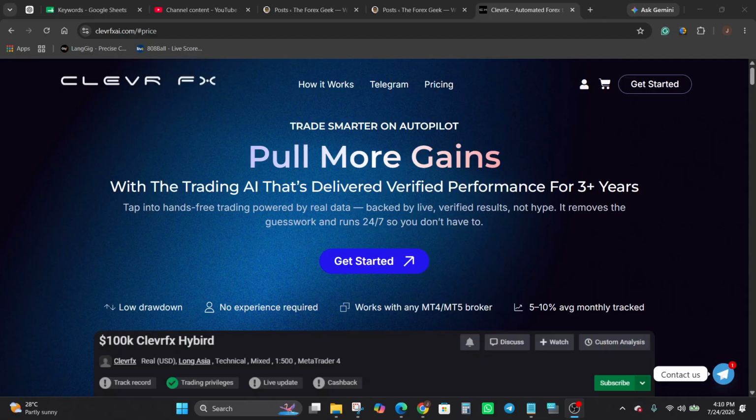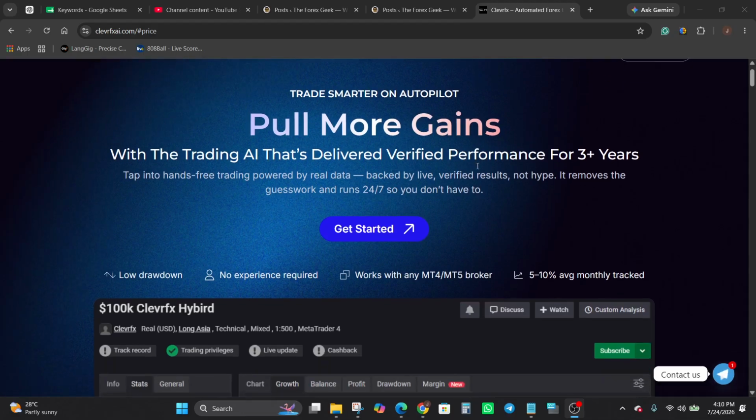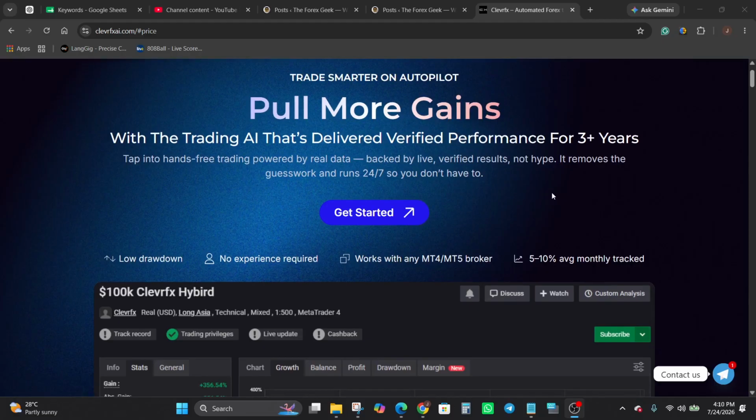In this video, we are looking at Clevrfx EA. We'll be navigating directly through their website, reviewing its core functionality, and taking an objective look at the historical MyFXBook performance data provided. Starting right at the top of the website, Clevrfx introduces its trading software as an AI-driven automated system designed for 24/7 execution across markets.